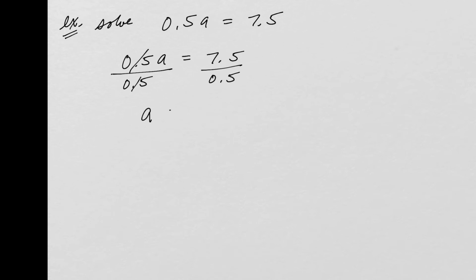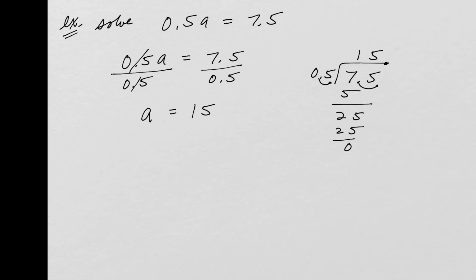So I have a on the left-hand side. The right-hand side, you're going to have to work this out, right? Just do long division here. So remember, we move the decimal point so that the divisor is a whole number, right? Move it all the way to the right, and then I have to move this one place in here, the same number of places. Then 5 goes into 7 once. Subtract, bring down the 5. 5 goes into 25 5 times. So it looks like a is going to be equal to 15. And that would be the answer.